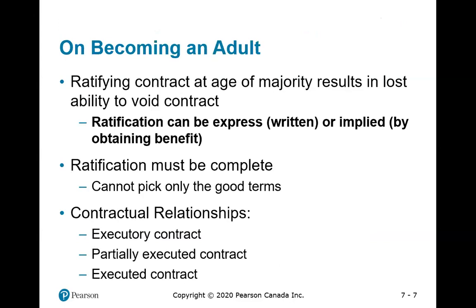If a minor becomes an adult, turns 19, and they continue in the contract, let's say they signed up for a membership at a gym club and then after they turn 19, they continue going to the gym club. So they are ratifying, they are confirming the contract. In this situation, the contract becomes binding because they keep on performing the obligation.